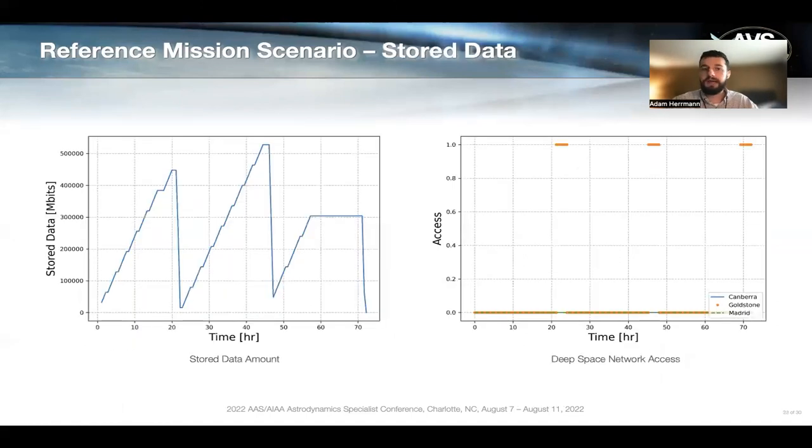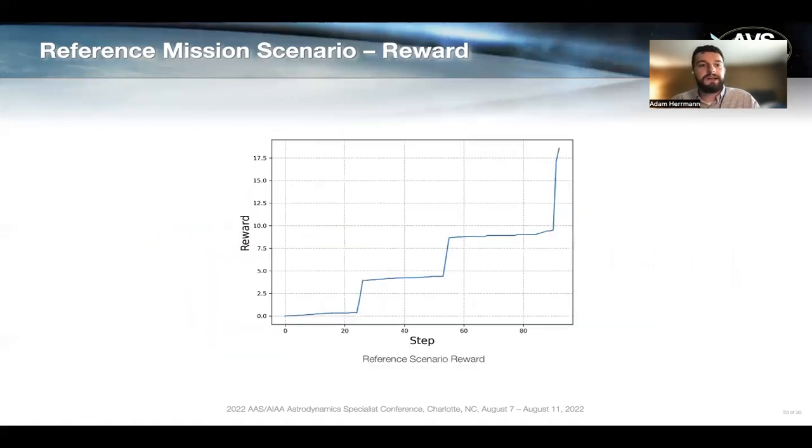And then here are a couple plots on the stored data. So that's the plot on the left, and then the DSN access on the right. So you can see we're taking advantage of every downlink interval. If the agent did not, and continued mapping, it would overfill the data buffer and fail. So it's important that it hits each one of these access times.